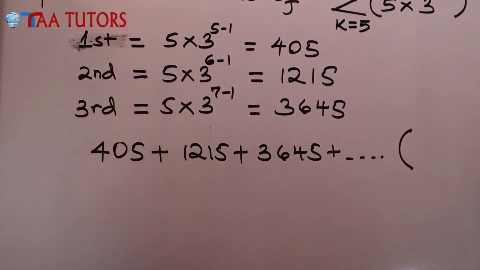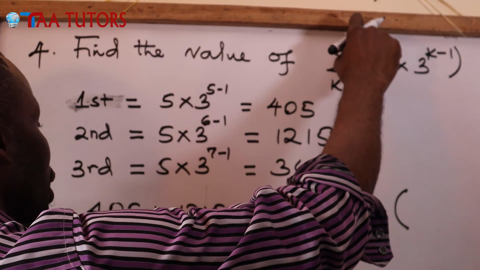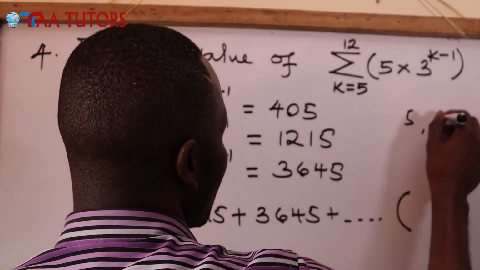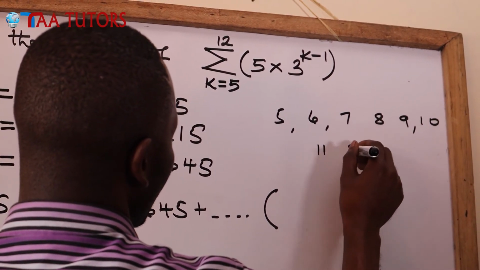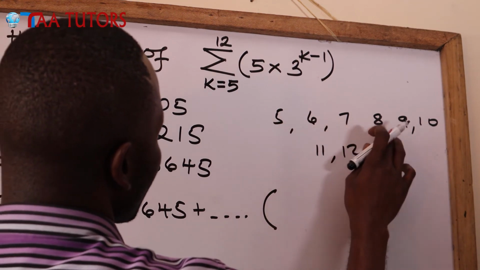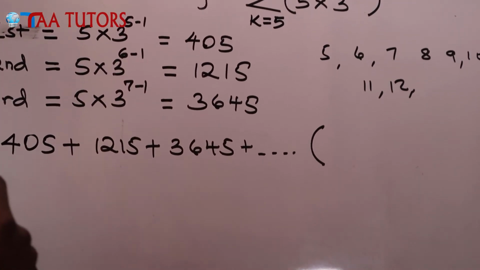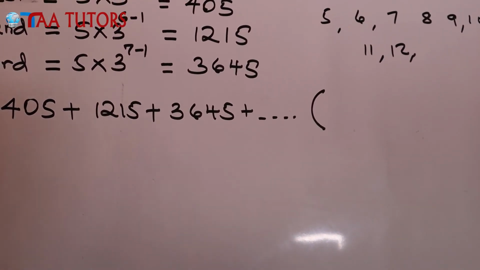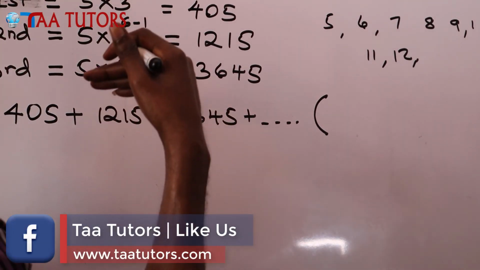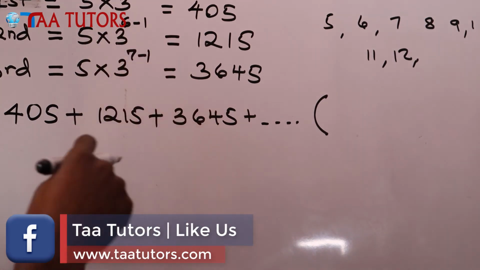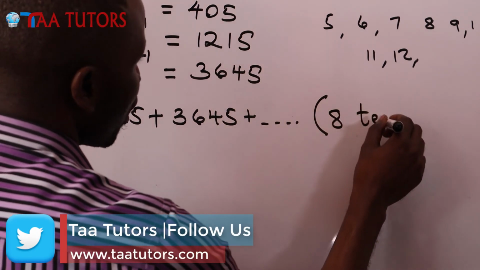Now the question here is, how many terms are there? We cannot assume there are 12 terms, because we are starting from k equals 5 to k equals 12. So if you have k 5, 6, 7, 8, 9, 10, 11, 12, how many terms are there? 1, 2, 3, 4, 5, 6, 7, 8. In other words, we can say 12 minus 5, but you know that 5 is included. So when 5 is included, we should take 12 minus 5 plus 1, because 5 itself is included. So we are going to have the sum of 8 terms here.